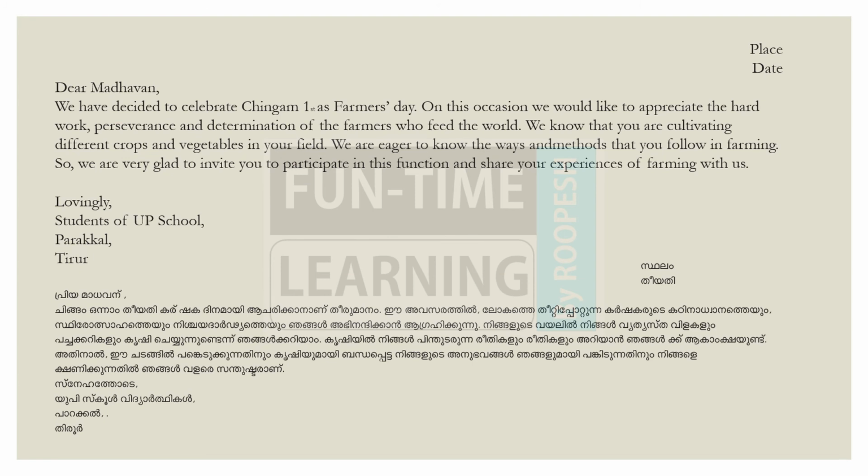So here is a letter. On the right side you can see it, right top മുകളിൽ വലതുവശത്ത് place and date. When you write an actual letter, you have to replace place with the name of your place, if it is Thrissur or Varantharappalli or any other name of the place. So, dear Madhavan, we have decided to celebrate Chingam first as Farmers Day. On this occasion, we would like to appreciate the hard work, perseverance and determination of the farmers who feed the world. So goes the letter, and look at how the letter ends. അവസാനിക്കുന്നത് lovingly, students of UP school Parakkal Tirur. That's the name of the place from which they write the letter.